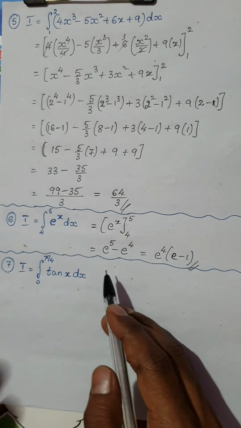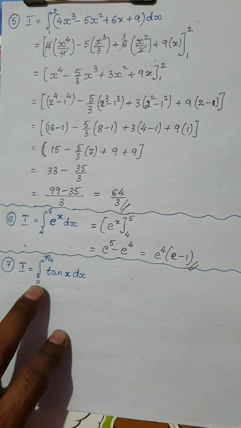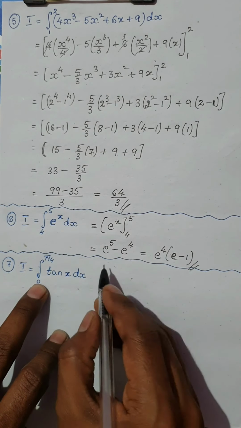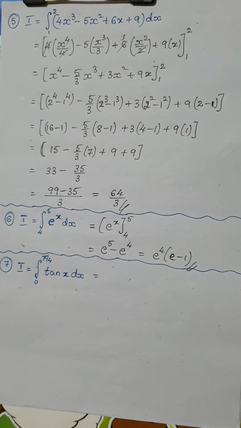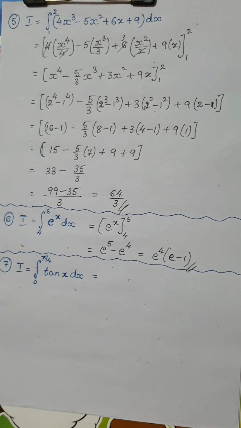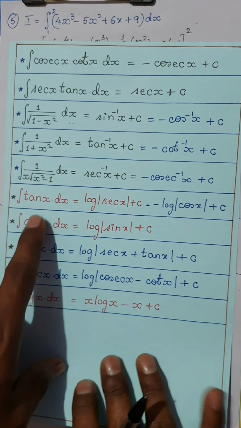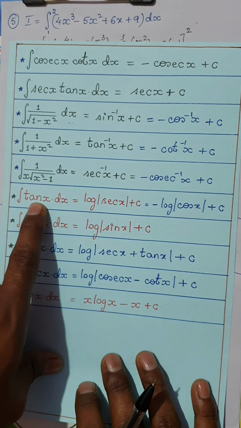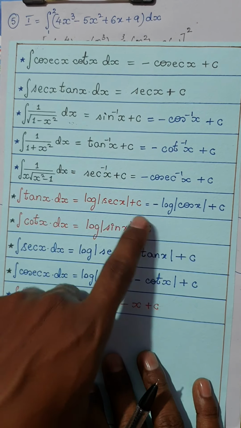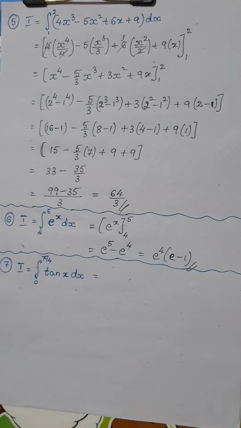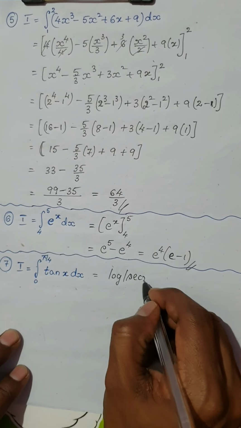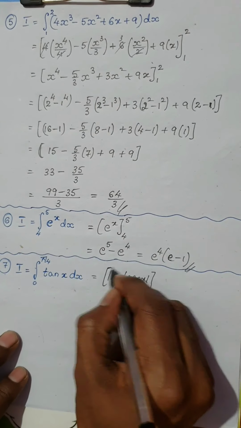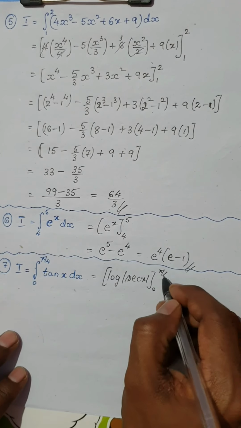Okay, so the next integral would be the integral of tan x within the limits 0 to pi by 4. Now what is the integral of tan x dx? Any idea? I think I just gave it to you a few minutes ago. We all know the integral of tan x dx is either log of secant or minus log of cos. So I am going to use log of mod secant x within the limits 0 to pi by 4.